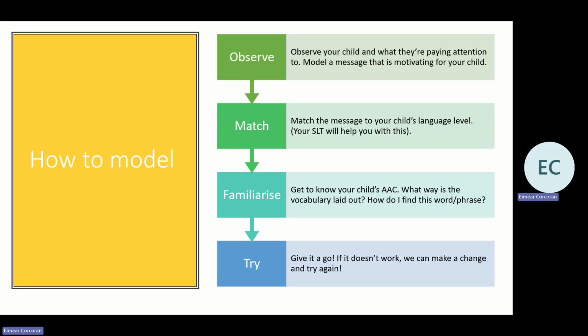When we're thinking about how to model, first of all, you're observing the child and what they're paying attention to, and you're thinking in your head, what kind of message could I model to them right now? What's going to be motivating for them? Think about the child's language level. The SLT will support with this, but it basically means, if the child is only pressing single buttons, you don't model a whole sentence for them. You match them where they're at or just above where they're at.